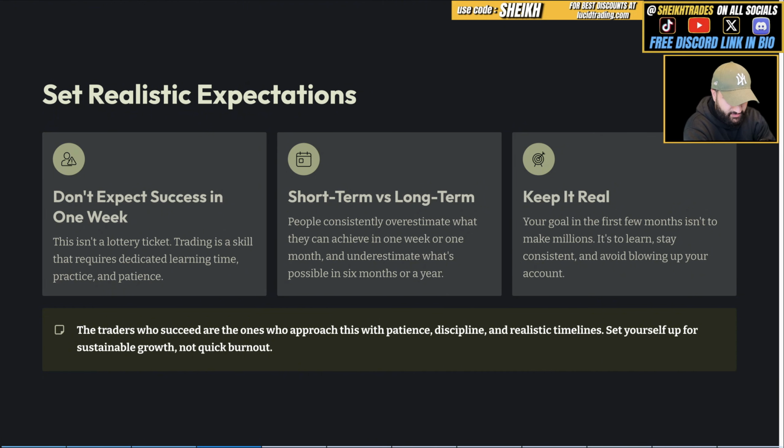Short-term versus long-term. People consistently overestimate what they can achieve in 1 week or 1 month and underestimate what's possible in 6 months or a year. Exactly what I've been talking about with 1% growth every day, being better every day. People are so short-term sighted that they only see what's in front of them, and they're not thinking, if I work hard now and sacrifice some of my time and I'm disciplined and consistent, what I'm able to achieve next year. No, they're only trying to see that short-term success, and they're not letting time do the real work.